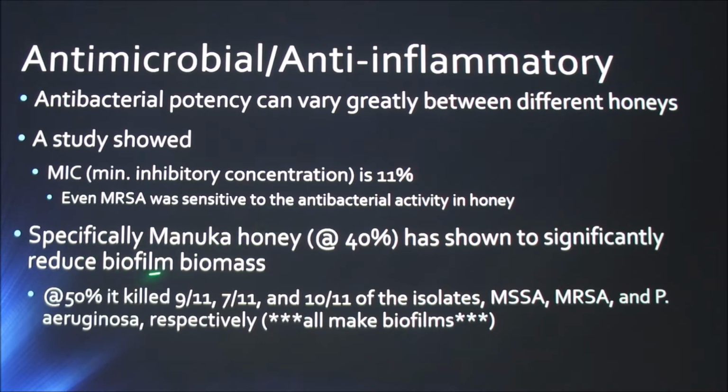Right here. There we go. Manuka honey. And I believe that applied to this situation as well. So with Manuka honey, at 40% concentration, it was actually shown to significantly reduce biofilms, which is really hard in general to get rid of with just the regular immune system. And in studies at 50% concentration, it was able to kill the susceptible form and the resistant form, as well as this bacteria, respectively with these numbers. And they all have biofilms.